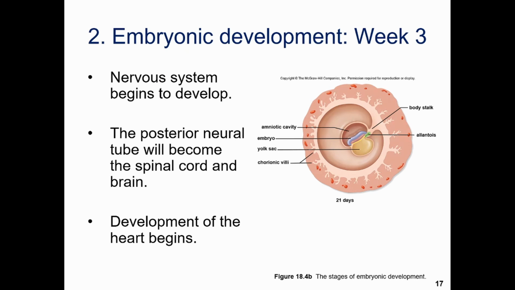Moving on to week 3, we're seeing more changes and the nervous system has started to develop. That's going to be our first major organ system we see in development. It doesn't quite look like an adult nervous system yet though. Instead, what we see is what we call a posterior neural tube, which will eventually become your brain and spinal cord. We also see the beginnings of the heart's development.